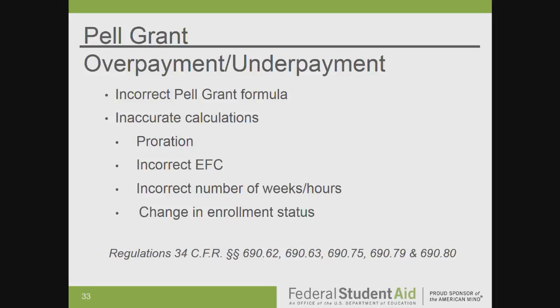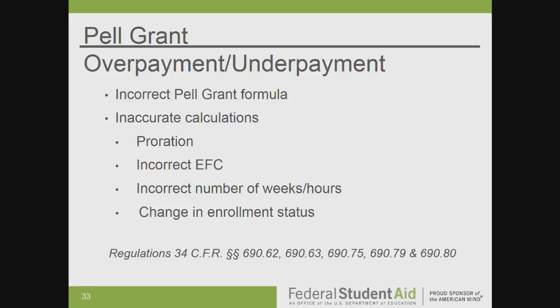Now, change in enrollment status. This is the biggest reason we see this finding. Let's look at some of the Pell enrollment status calculation rules. For credit hour schools, if a student does not begin attendance in all classes within a term, a Pell recalculation is required. Also, a change in enrollment status between terms. If a student registers full-time for fall and spring term and completes the fall term, but then in the spring changes to half-time, a Pell recalculation would be required.